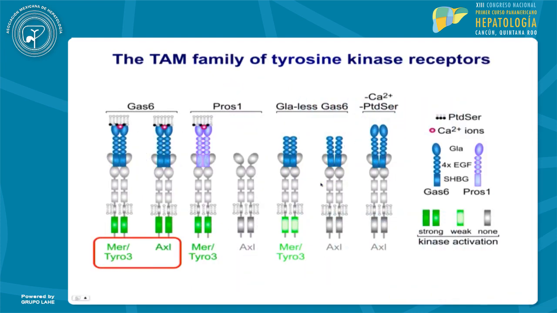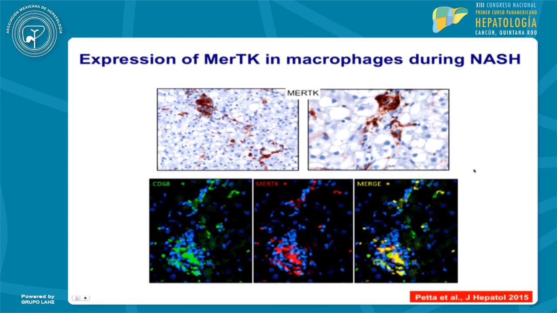So let me show you some of the data that we are currently doing with this macrophage fibrosis axis, and this is a slide I already showed. It's the TAM family of tyrosine kinase receptors that bind as a ligand GAS6, and these are the two mostly studied, MERTK and AXL. They are expressed in hepatic stellate cells and in macrophages. So in collaboration with Salvo Petta in Palermo, we published a couple of years ago that MERTK, this kinase that is expressed at higher level in the liver tissue of patients with NASH, is mostly expressed in macrophages.